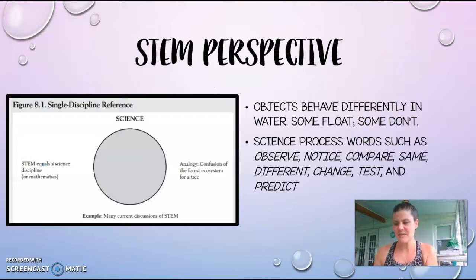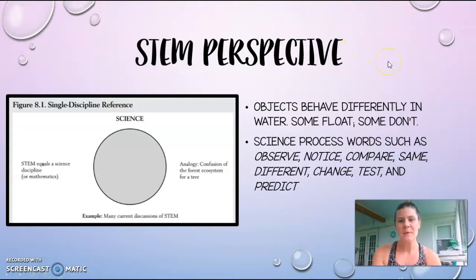The STEM perspective. There's not a whole lot of design, engineering, and technology present in this lesson plan, but you could expand and extend your lesson, maybe incorporating building an object like a raft that could float. That's another way I would extend this lesson.